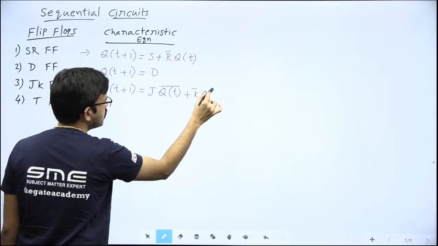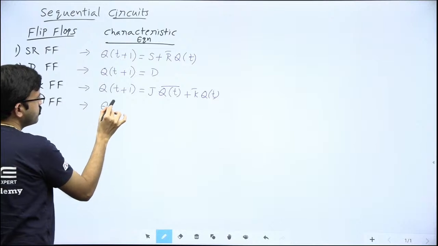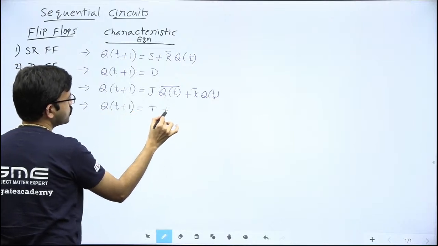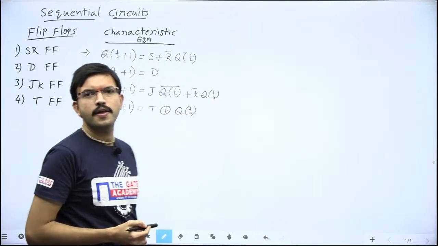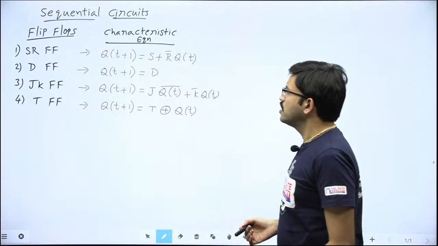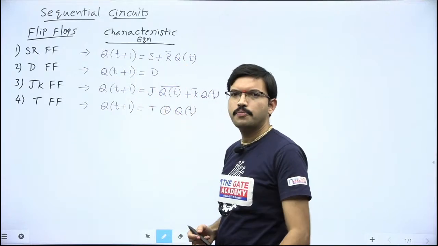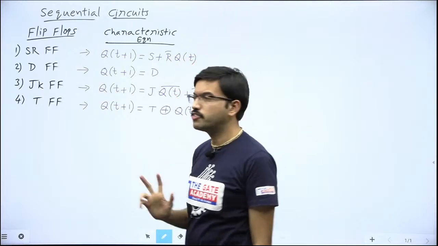J Q bar plus K bar Q. Then the T flip flop characteristic equation is Q of t plus 1 equal to T exclusive OR Q. So these are the characteristic equations of these 4 flip flops. If you remember these characteristic equations, it is more than sufficient.